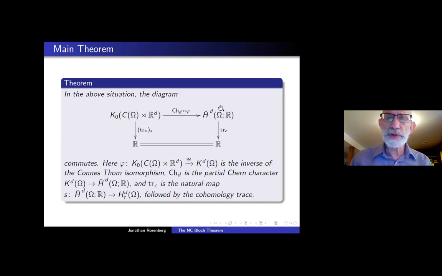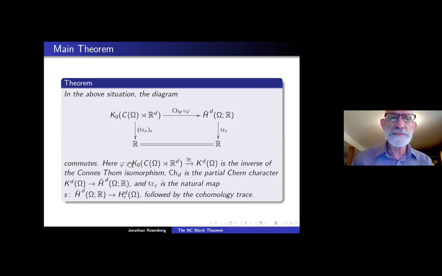So you have the cohomology trace defined on the Čech cohomology over on this side, and you have the K-theory trace on the K-theory of the C* algebra on that side. Now, what is it that relates these? Well, this phi is the inverse of the Connes-Thom isomorphism map. The natural map really goes the other way, but you can define the phi in terms of index theory going this way. So there's a KK class that you can write down explicitly that gives rise to this.